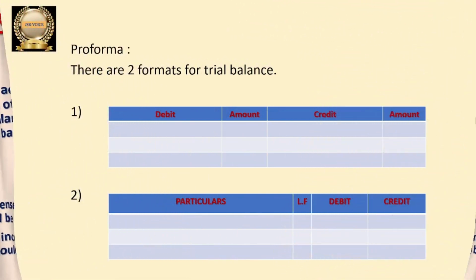Before going into the list of assets and liabilities, let us take the pro forma or format of the trial balance. You already know that if you want to prepare anything in accounting books, we should draw a format. So what are the formats for this trial balance? There are two formats. We can follow any one format. Both are correct.